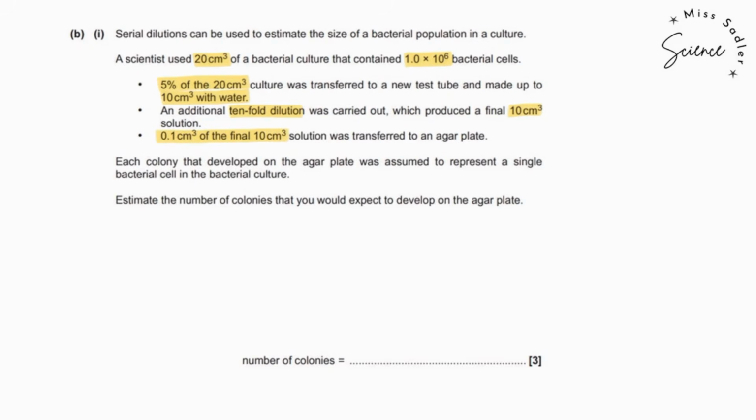0.1 centimetres cubed of that final 10 centimetres cubed solution was transferred onto an agar plate. Each colony that developed on the agar plate was assumed to represent a single bacterial cell in the bacterial culture. Estimate the number of colonies that you would expect to develop on the agar plate.